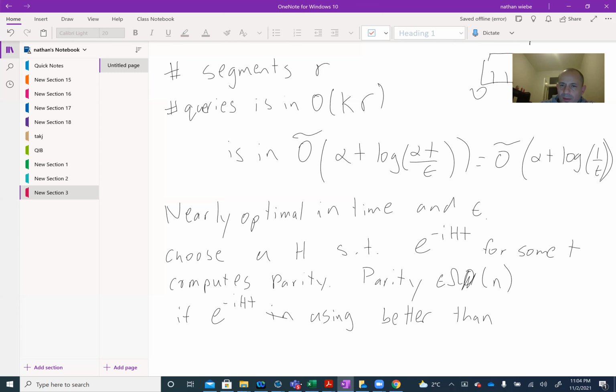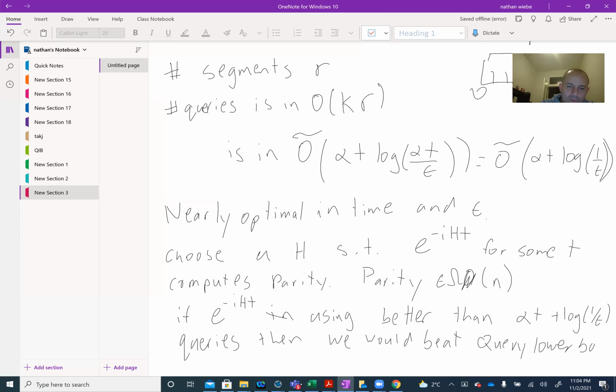better than alpha t queries to the types of oracles that we discussed previously, then we would beat the lower bound for parity. Since that's impossible, this is optimal.